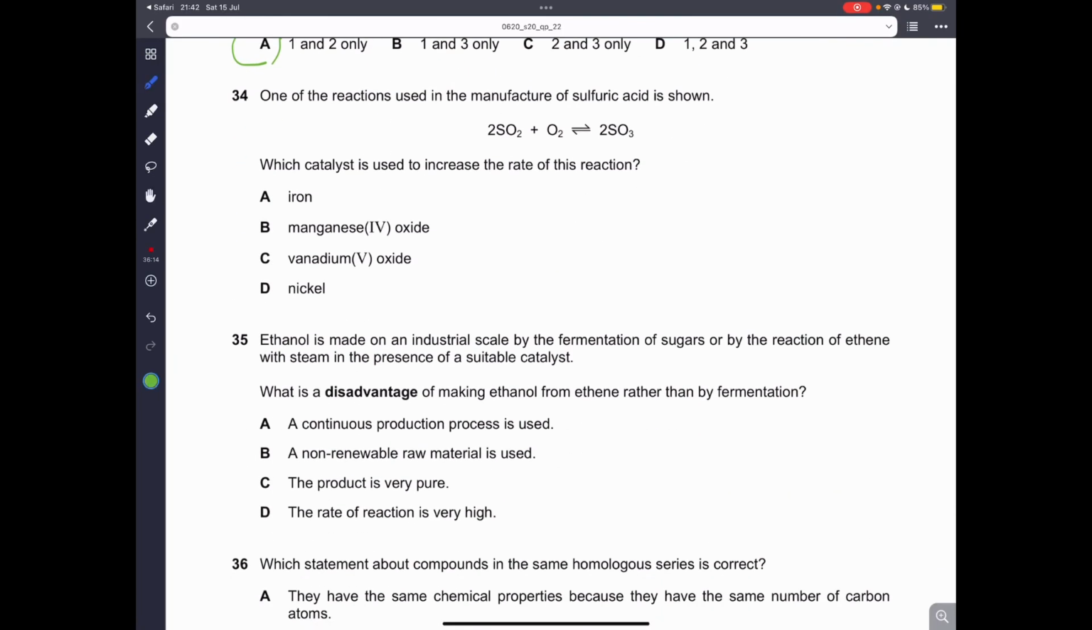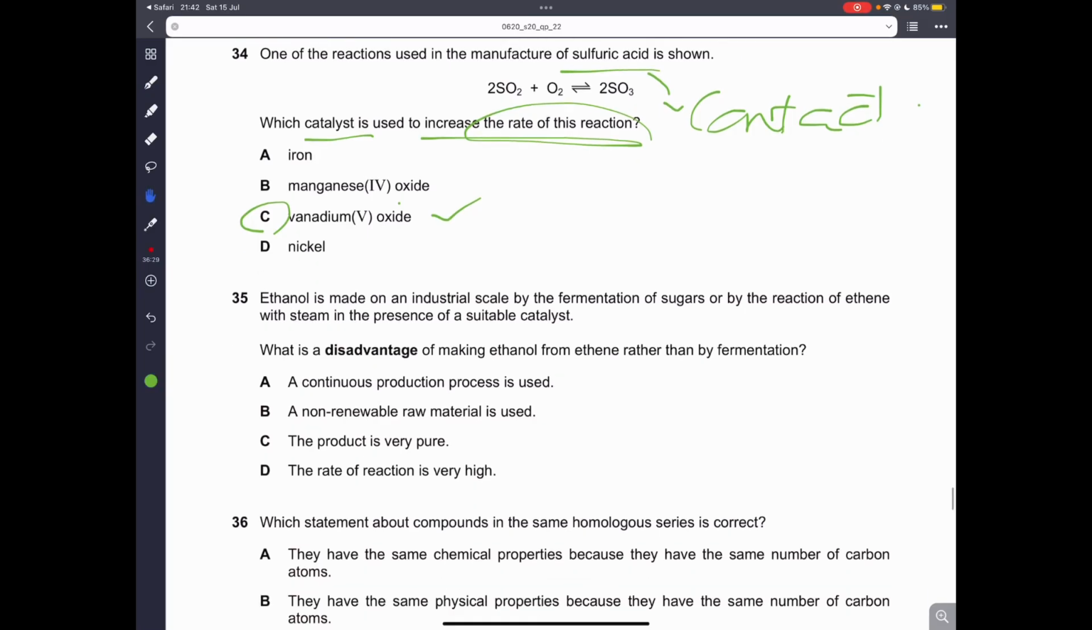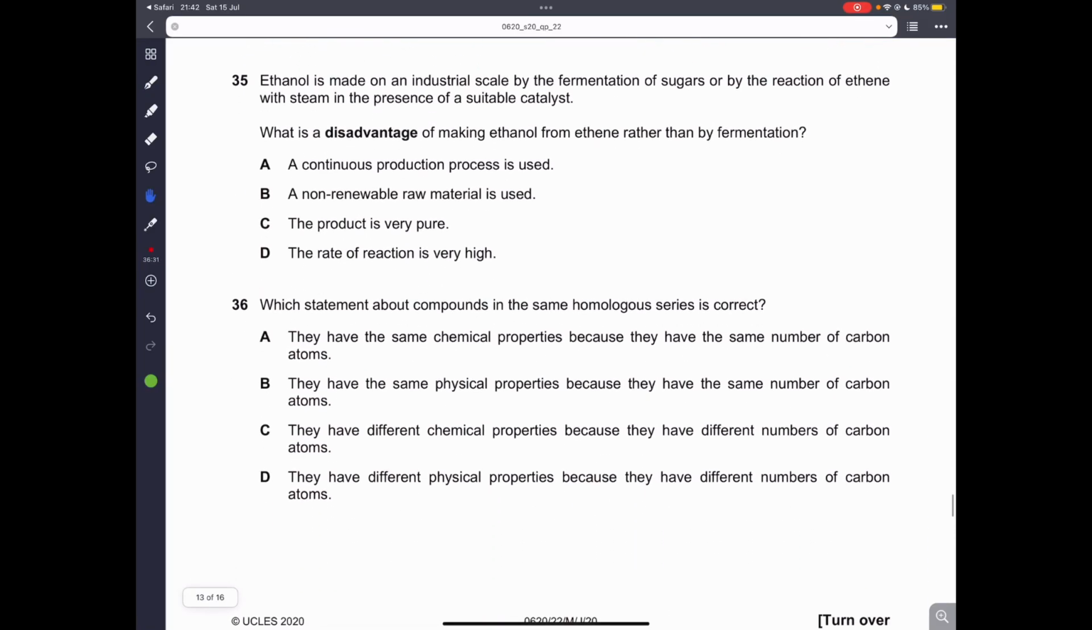34. One of the reactions used in the manufacture of sulfuric acid is called the contact process. Which catalyst is used to increase the rate of reaction? To increase the rate of reaction, we use vanadium(V) oxide. You have to know your reaction conditions. This is one of the factors that you have to remember.